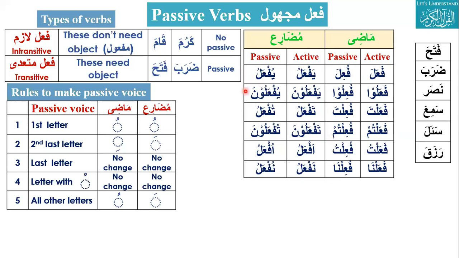What word? Doraba. Okay. Duriba, duribu, duribta, duribtum, duribtu, duribna. Yudrabu, yudrabuna, tudrabu, tudrabuna, udrabu, nudrabu. Yudrabu means? He is hit, or he will be hit.